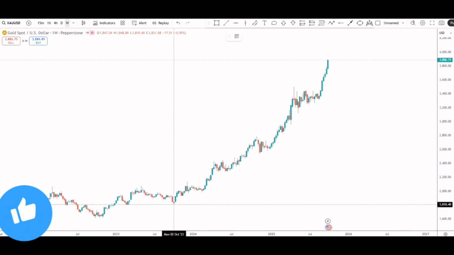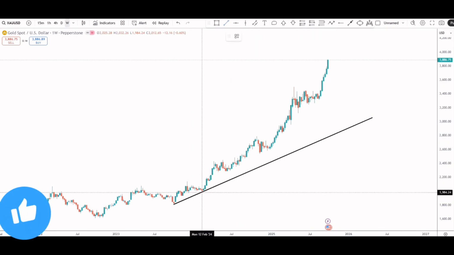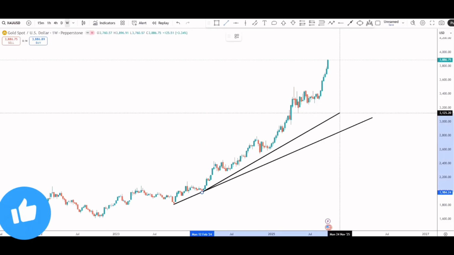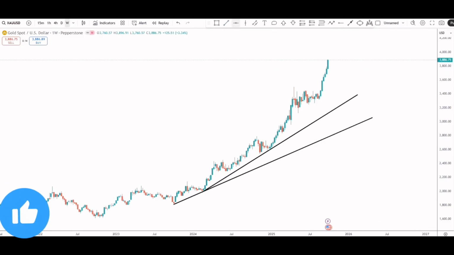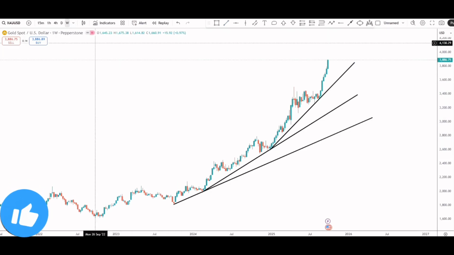We can identify the trend by drawing a trend line, connecting at least 2 points to identify where the trend is heading, and we can see price forming higher highs and higher lows all the way to the top, with 2 points at least touching the trend line on the weekly time frame.